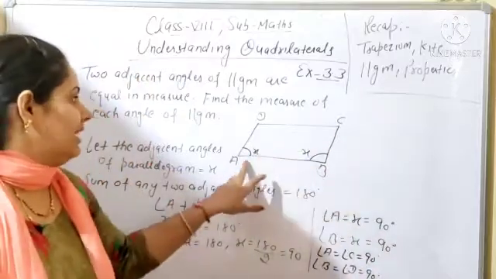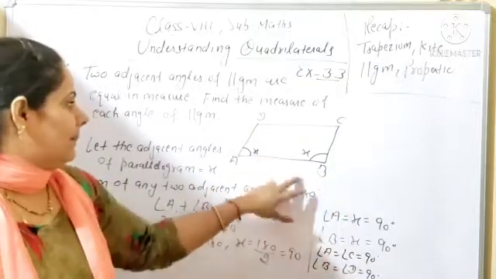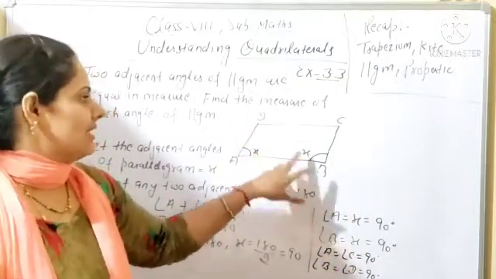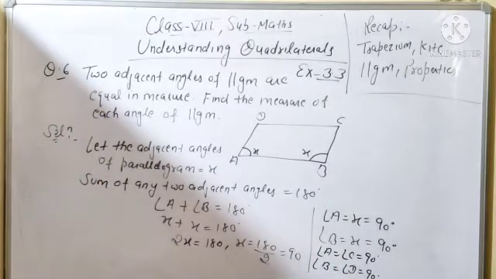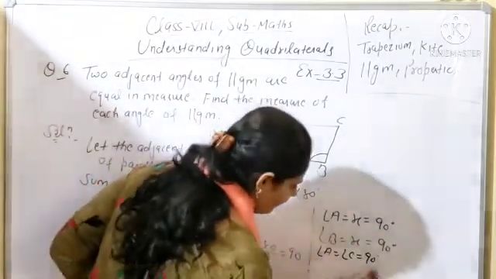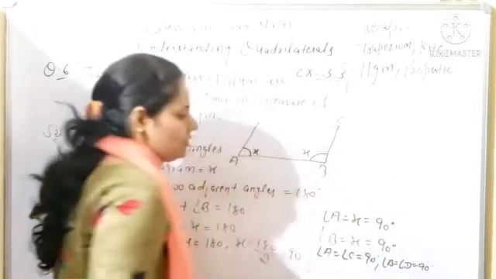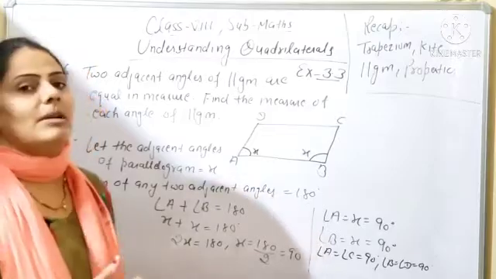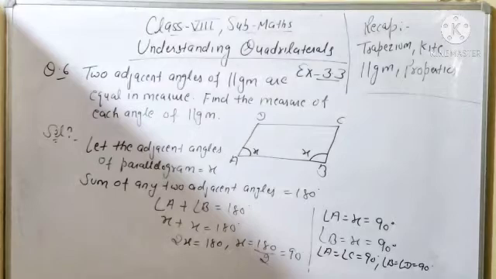Because opposite angles are equal. If A is equal to 90, so C will also be 90, because A is opposite to C, and B is opposite to D. So B is 90, so D will also be 90 degrees. So you can say each angle will be equal to 90 degrees. The measure of each angle of a parallelogram will be equal to 90 degrees. Clear? I have written here angle B is equal to angle D is also equal to 90 degrees. So you can write the measure of each angle will be equal to 90 degrees. Clear? Next question, beta.